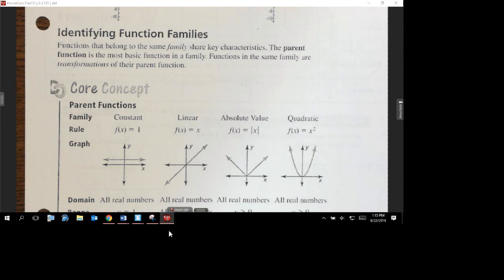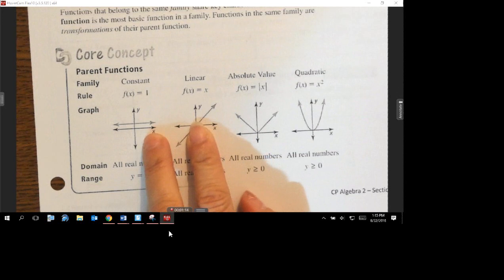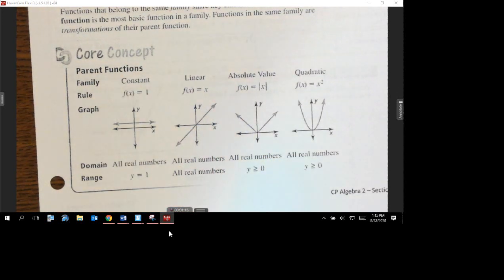The 4 parent functions are constant, linear, absolute value, and quadratic. These you've probably seen somewhere in math class before. Constant is a function with 0 slope. It doesn't go up, doesn't go down, it stays constant. Linear might have a positive slope or a negative slope. It either goes up or goes down, and it's a line. Linear, first 4 letters, line.